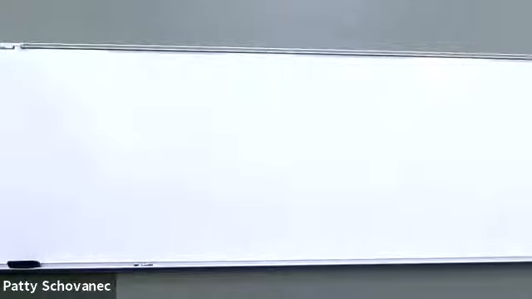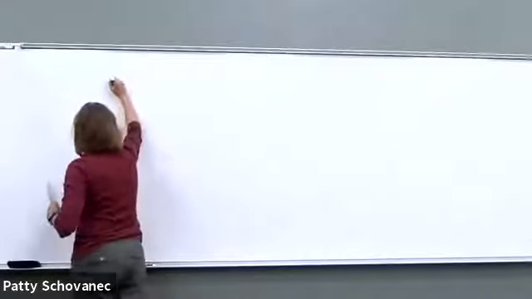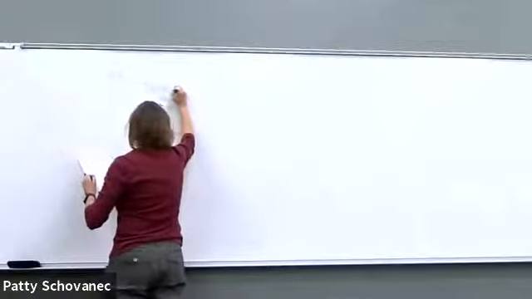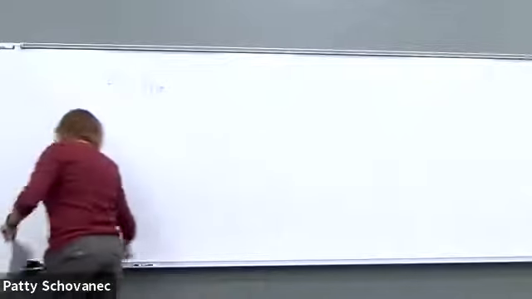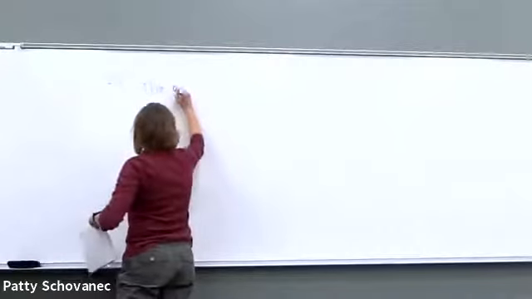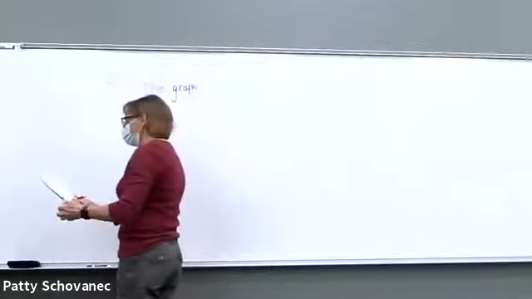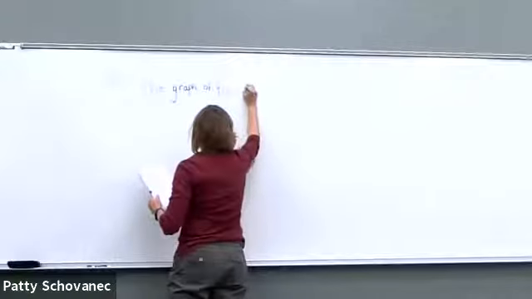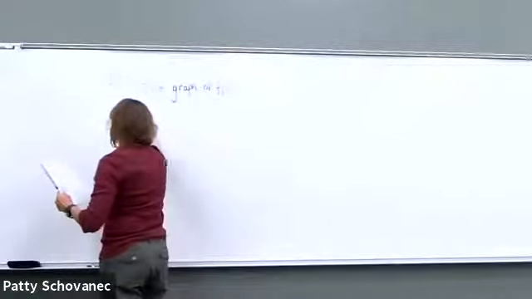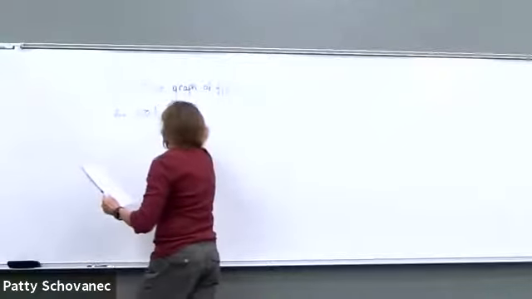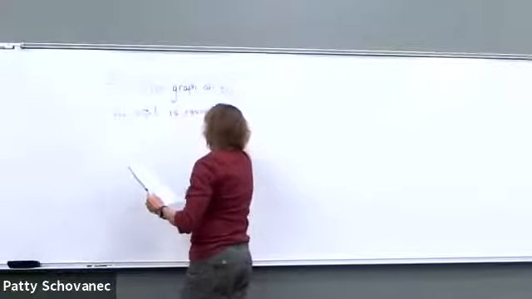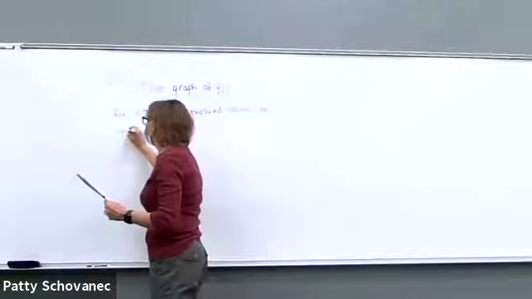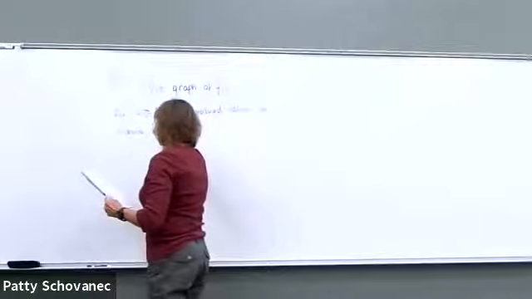So here's one more example from section 7.7. The graph of f of x equals 1 over x, where x is greater than or equal to 1, is revolved about the x-axis to form a solid.